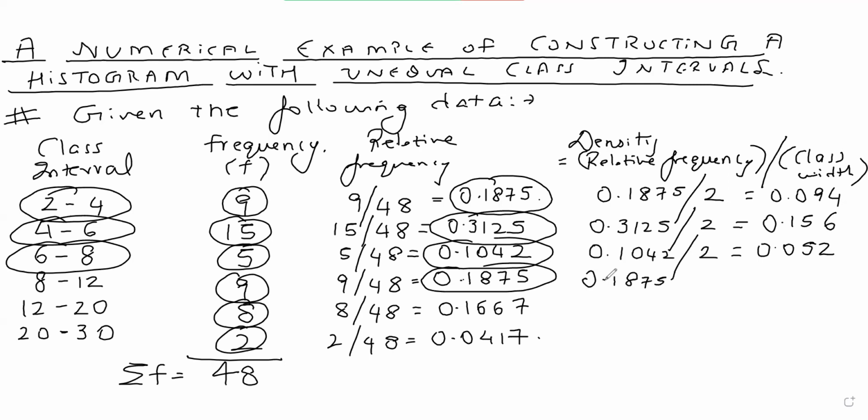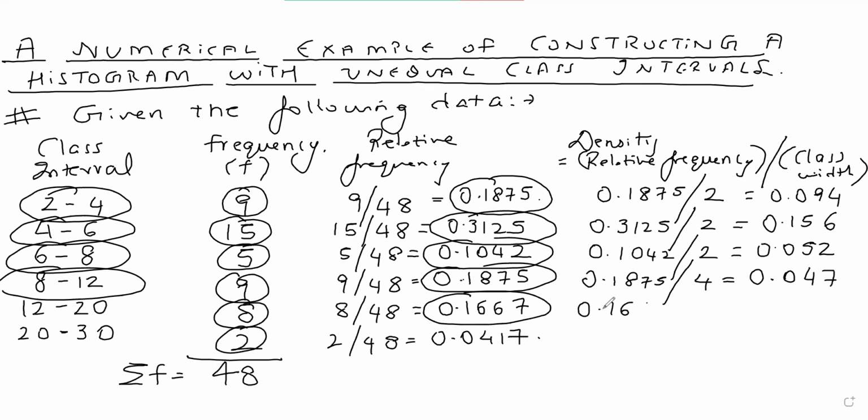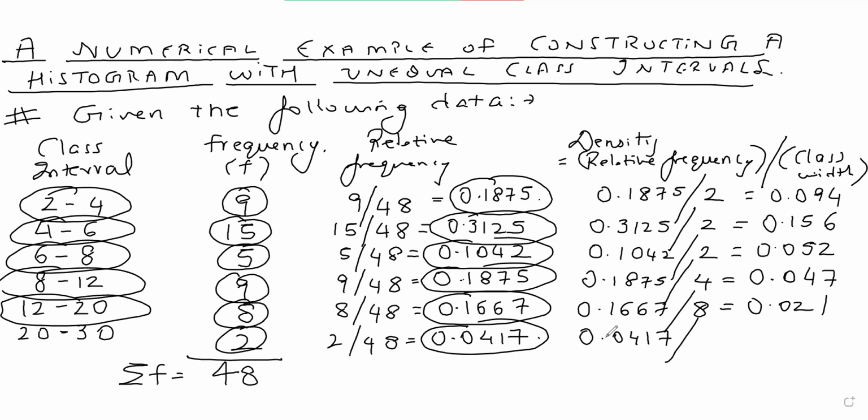0.1875 divided by the class width, which is 12 minus 8, 4, comes out as 0.047. Similarly, 0.1667 divided by 20 minus 12, which is 8, comes out as 0.021. And 0.0417 divided by 30 minus 20, which is 10, comes out as 0.004. These are my densities.